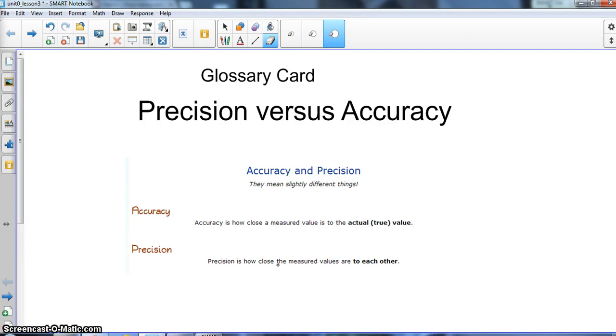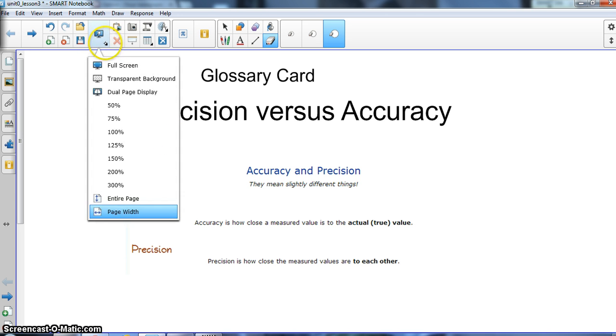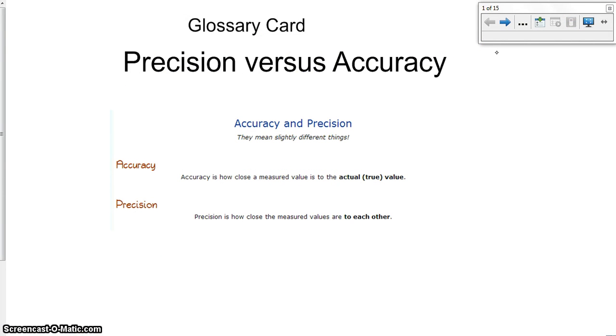Today's lesson is going to start with precision and accuracy, but then we're moving on to dimensional analysis, and you'll understand the correlation in just a few minutes. So the first card is precision versus accuracy, and this is where you have to determine what is the difference between the two in mathematics and science. A lot of times in language arts, we kind of use the words interchangeably, but they're not really.